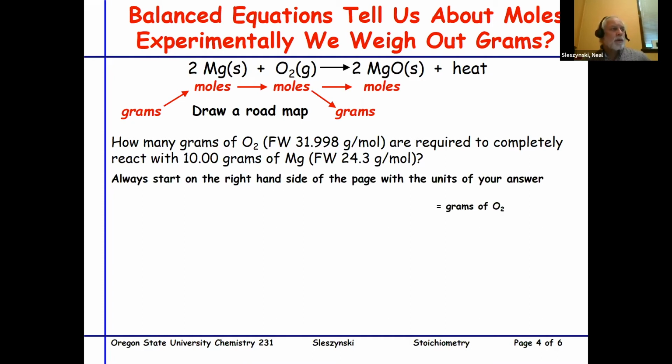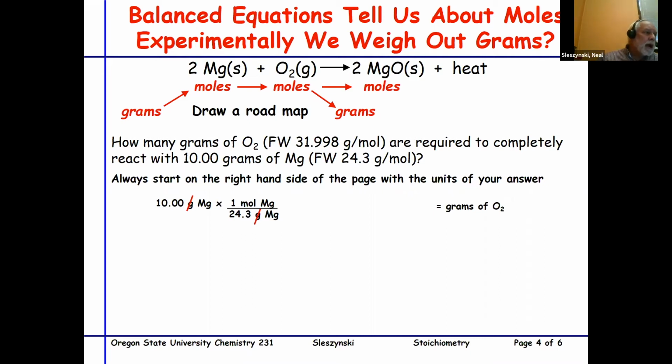Well, we're always going to start on the right-hand side of the page with the units that we need for our answer. We've been asked to find grams of oxygen. Then we will start on the left-hand side with what we know. We know that we're starting out with 10 grams of magnesium. Our roadmap tells us that our first step is to convert grams of magnesium to moles of magnesium. We'll do that by multiplying by 1 over the gram molecular weight. We'll make sure that we cancel out our units of grams.